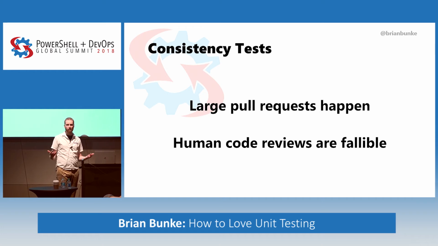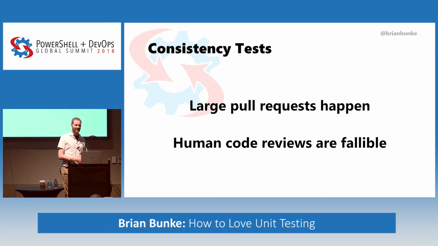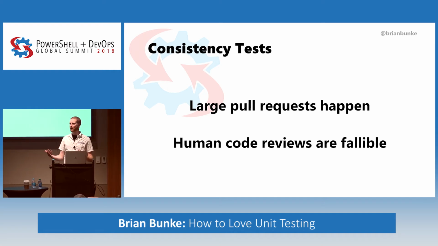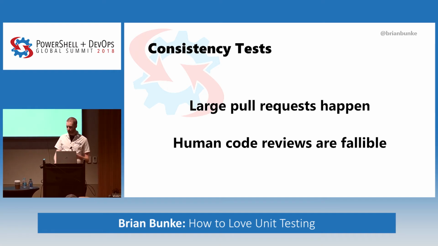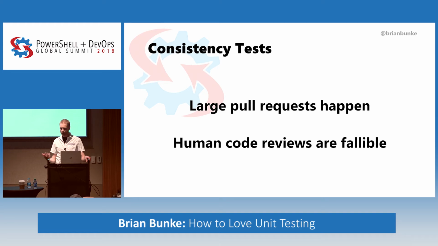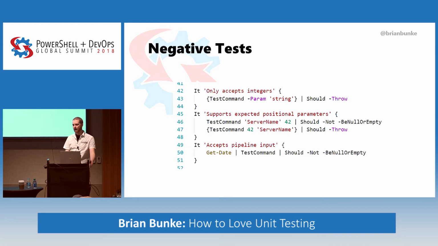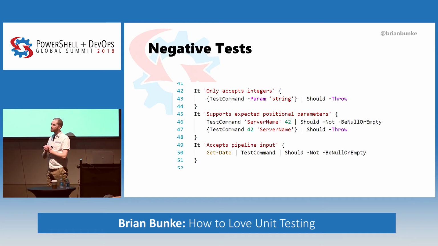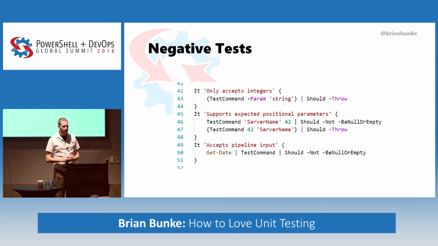Because we are all in various stages of being total Git noobs, large pull requests will just come through, and there will be hundreds or thousands of lines of code that you will just skim. It happens. So the idea here really comes down to negative tests. A negative test expects that you should fail. You should throw an exception.